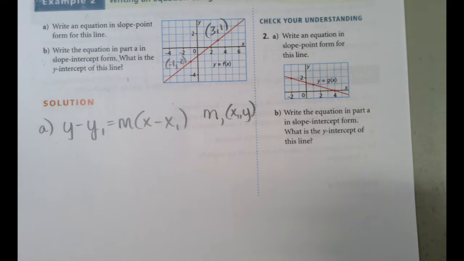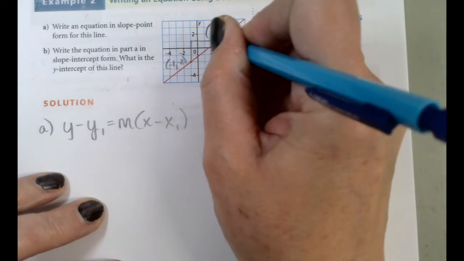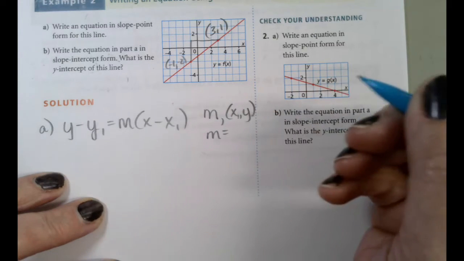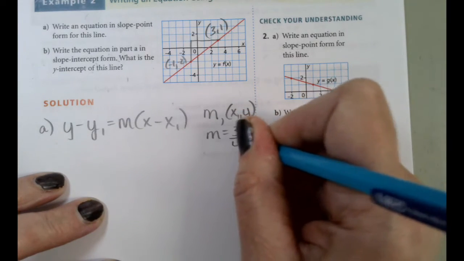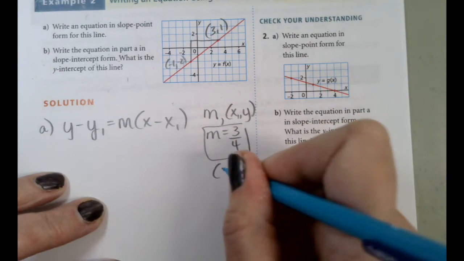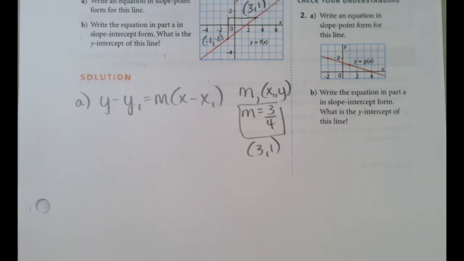So I do have a couple selections there. What else am I missing? Your slope. Right? And I'm going to go from there to there. So my slope is what? 3 over 4, positive or negative? Positive. Okay, so we'll go with the 3, 1.